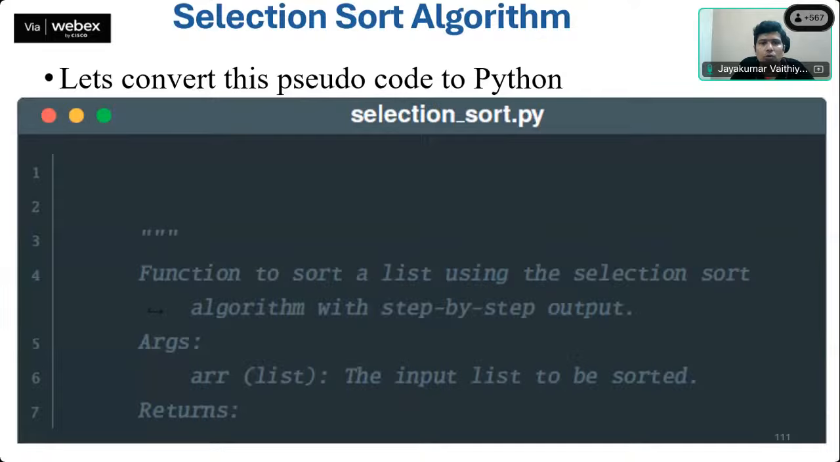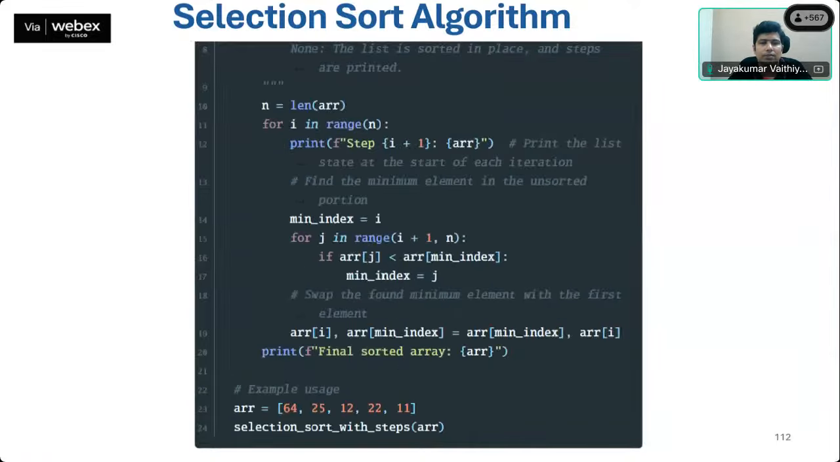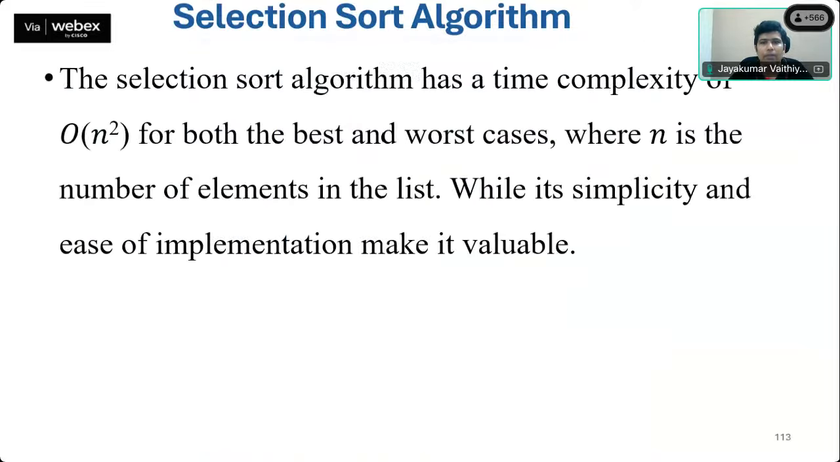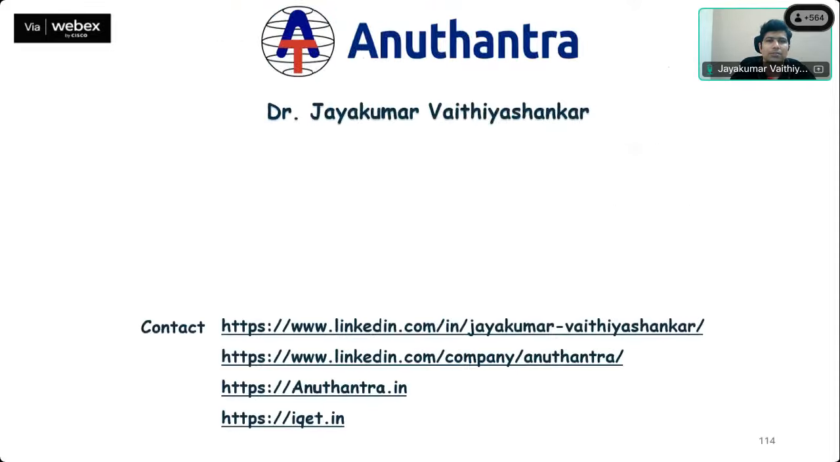And I gave pseudocode for the selection sort in Python. After this session, I will share this PDF. You just go and type this code. After each and every algorithm, either it is a searching algorithm or a sorting algorithm, you need to have time complexity. You need to do both for best case and worst case. This selection sort is very, very simple to implement.